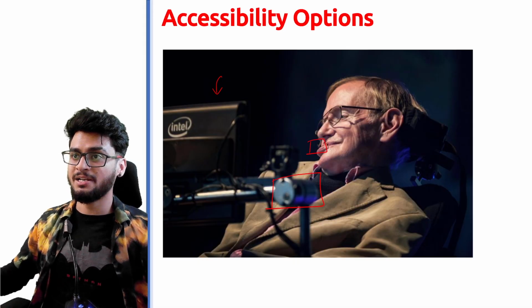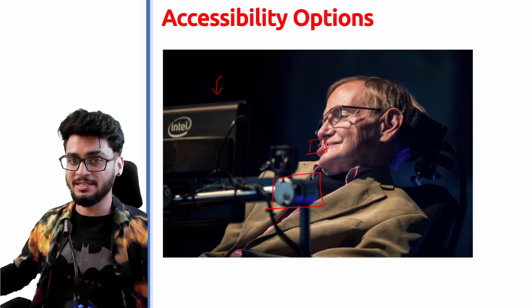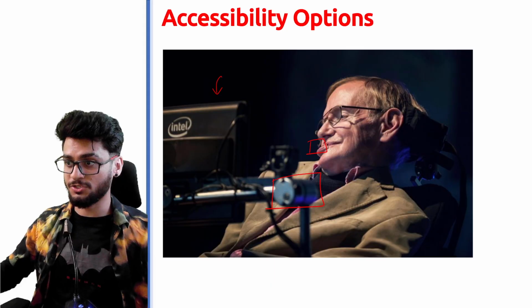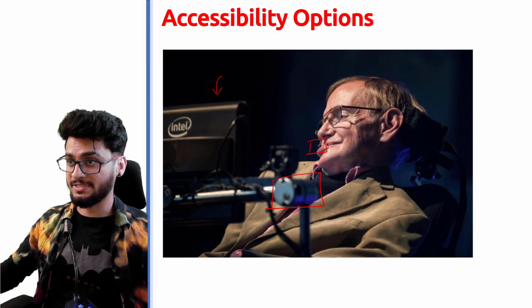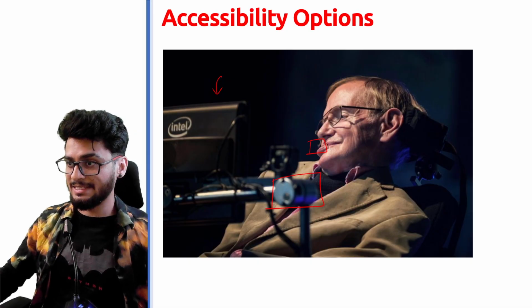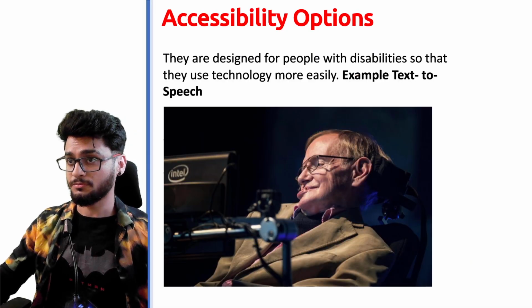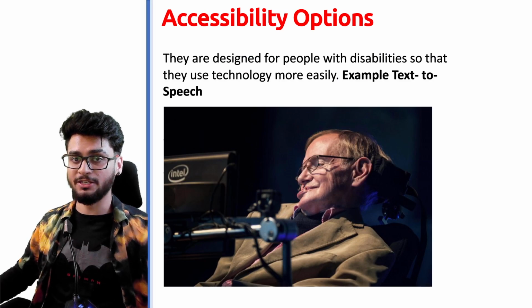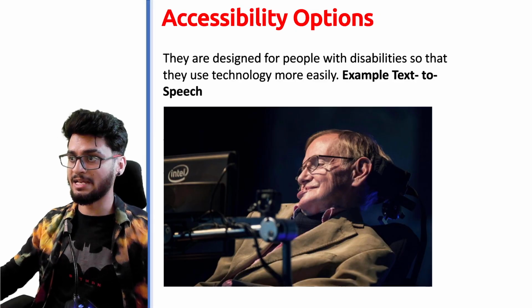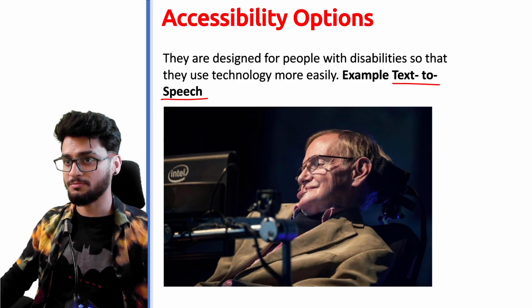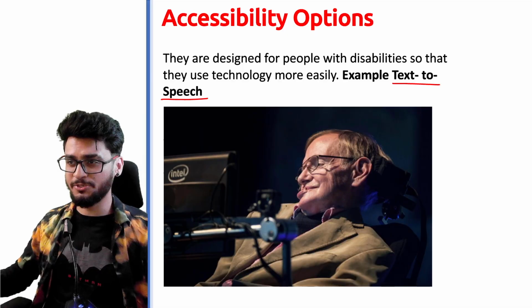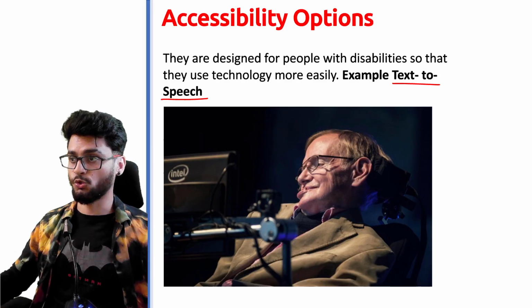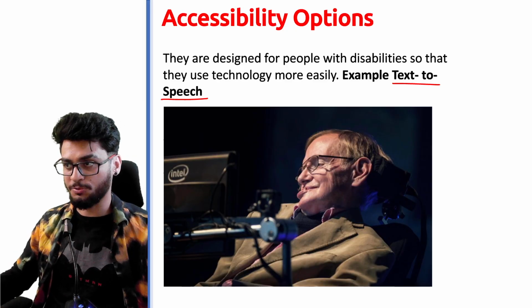Now accessibility options आपको ये option देता है if you're handicapped or not very well versed with the physical world, कि आप easily इन सब चीज़ों को access कर सको. So they are designed for people with disabilities so that they can use the technology more easily. Example, text to speech. Now text to speech helps you to convert words into some sounds. जो लोग बोल नहीं सकते उनके लिए बहुत अच्छा ऑप्शन है.